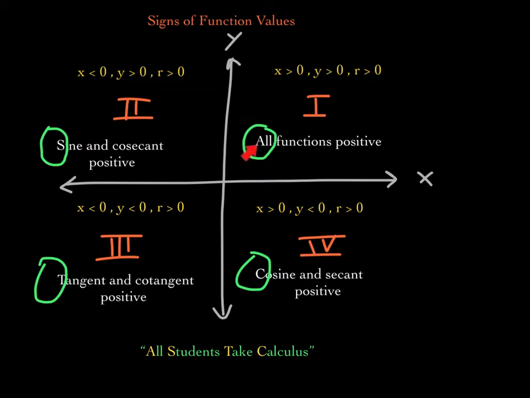All functions are positive here. Students, that means sine is positive here. And if sine is positive, cosecant's also positive by default. All students take, okay, tangent's positive here, which means cotangent's also positive. Calculus, so cosine is positive here, which means secant is also positive. Now, we know that's not true. All students take calculus, but that would be nice. So anyway, this information at the end of the day is really, really important. Remember the signs of your function values.